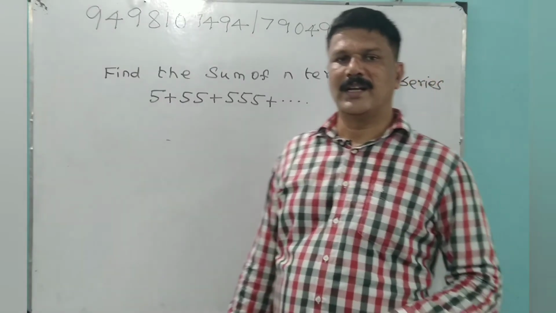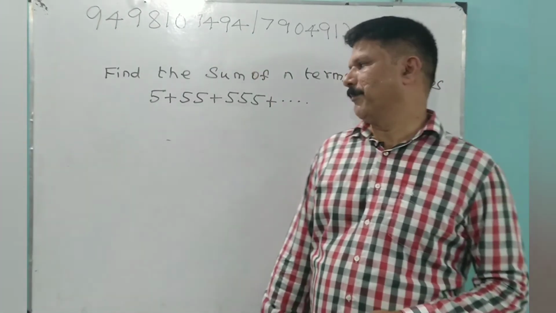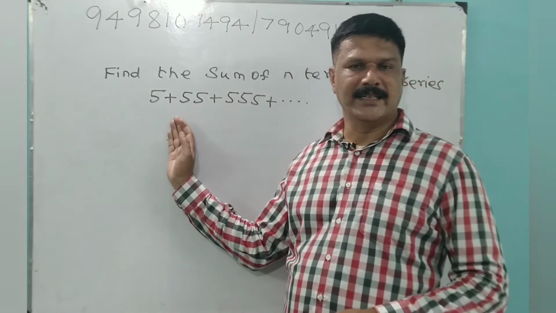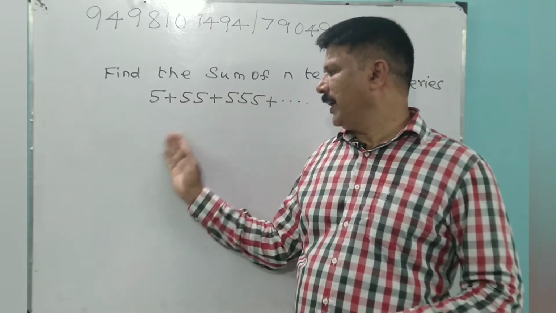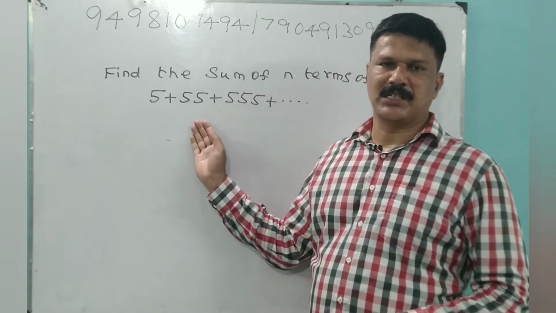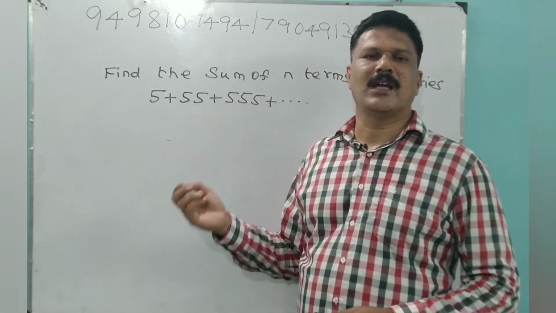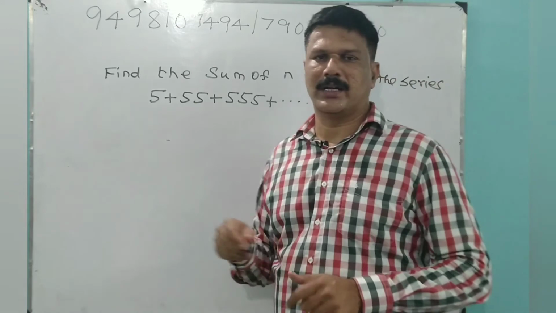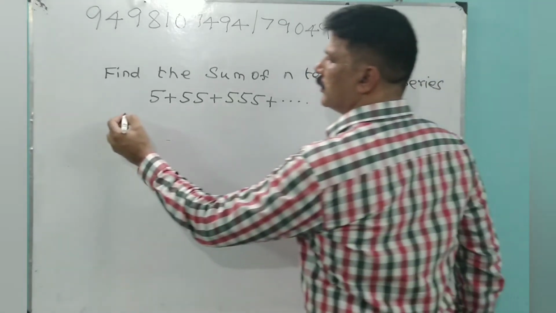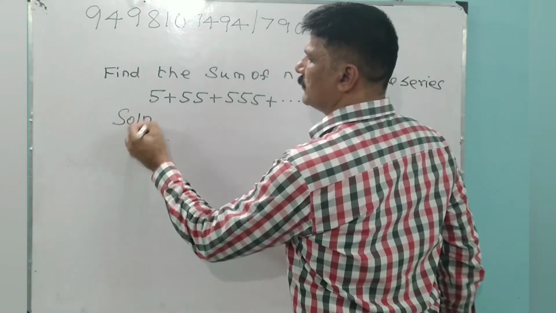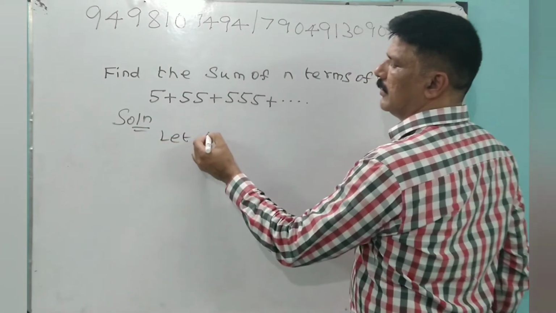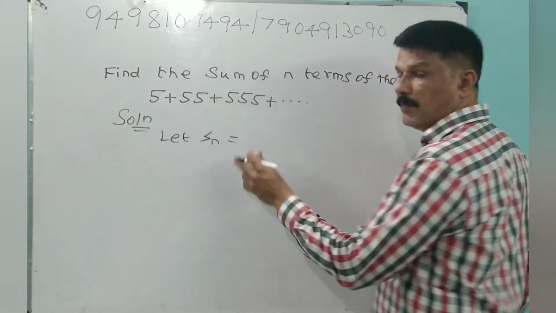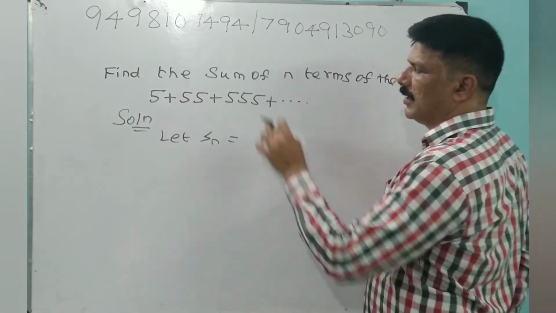Now let us see an important sum. This is neither AP nor GP. So we split this series into two series, then we find the solution. Now let us see the sum. Solution: let Sn equal to sum of n terms of the given series.